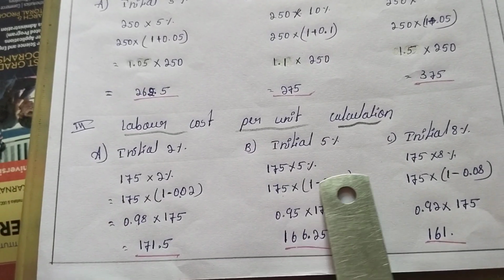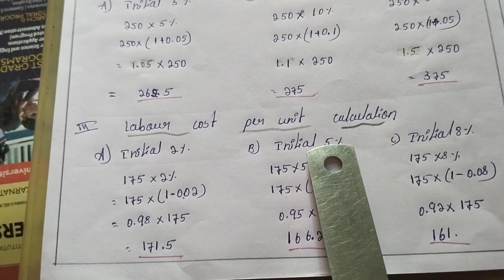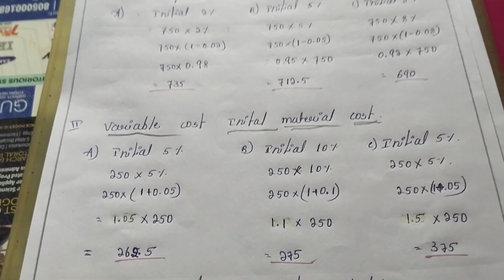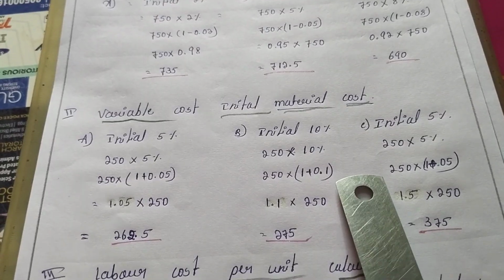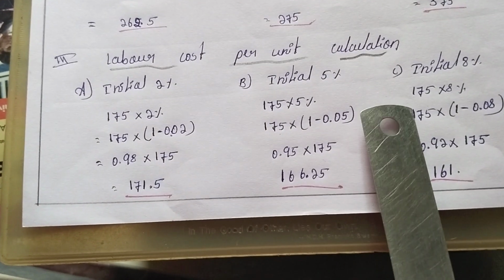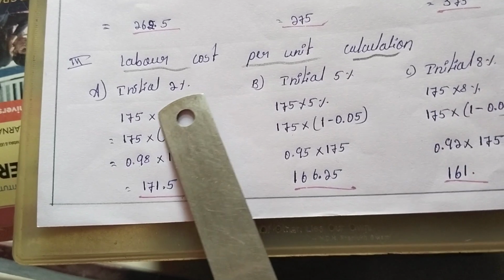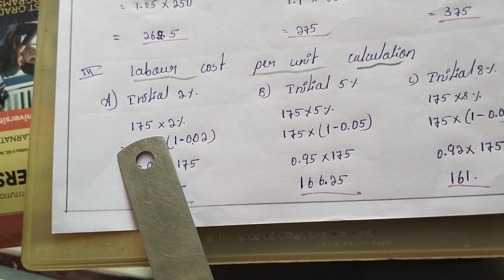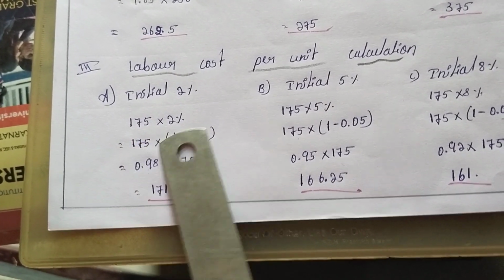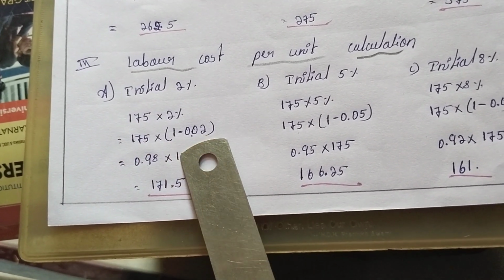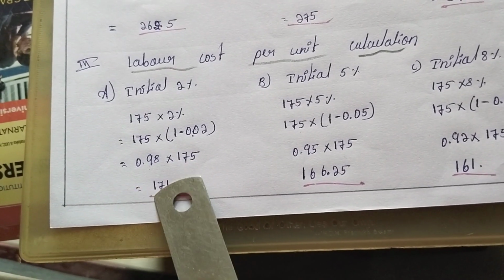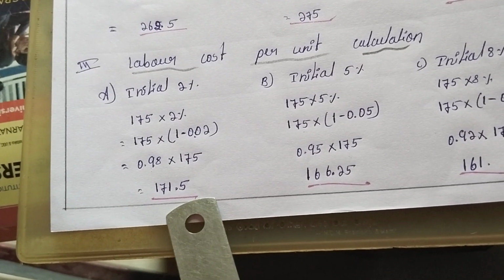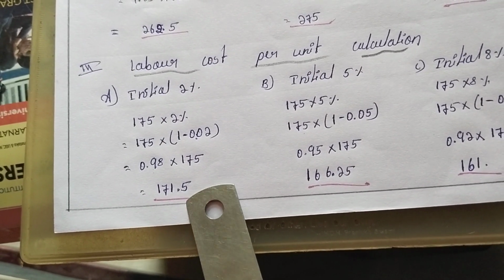Third one, calculation of labor cost per unit. Under the given problem, labor cost and selling price are decreased and material cost is increased. The labor cost is decreased by 2%, 5% and 8%. Under the labor cost, we have 175 rupees cost per unit. 175 into 2%: 175 into 1 minus 0.02, we get 0.98 into 175, which is 171.5 labor cost per unit.